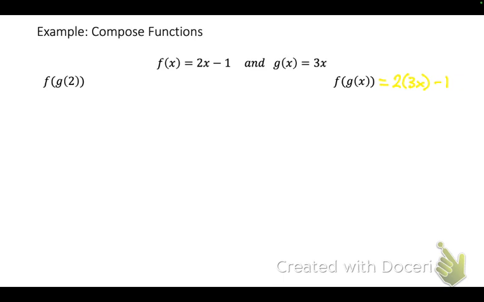Because f of x turned into f of what? G. And what is g? 3x. It only replaces the x. Did it change the negative 1? No. So what is 2 times 3x? 6x. So I get 6x minus 1. So now what does this tell me to do? Change that x to a what? 2.